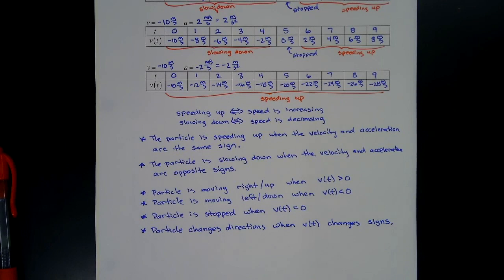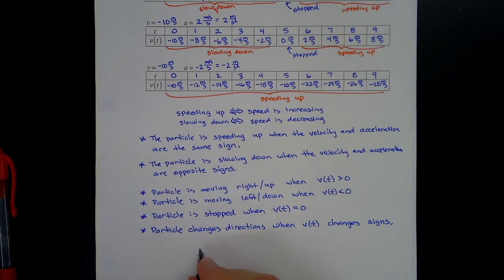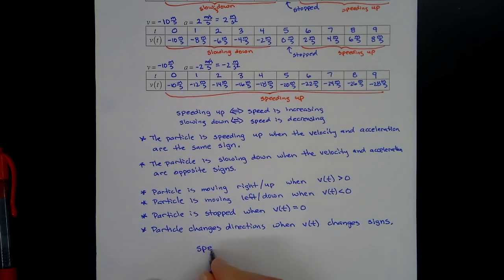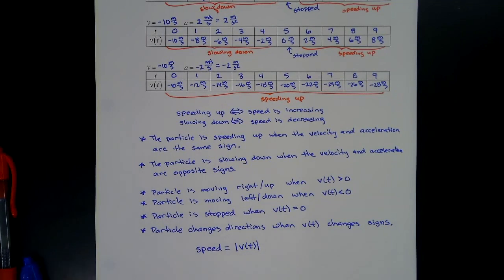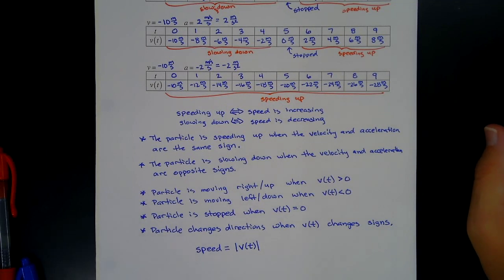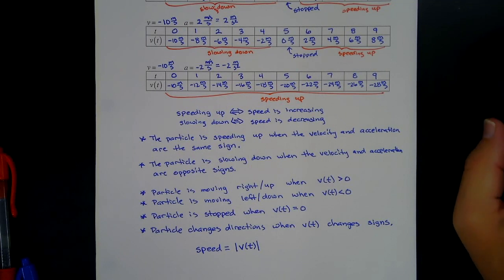And then the last thing is, how do you calculate speed? What is speed? Speed is simply the velocity without the sign. So how do you make something become positive? You take the absolute value of it. So speed is defined as the absolute value of v of t. All right, so that's a lot of the physics that you're going to need to know to be able to do the calculus that we're talking about. Now let's look at some graphs next.